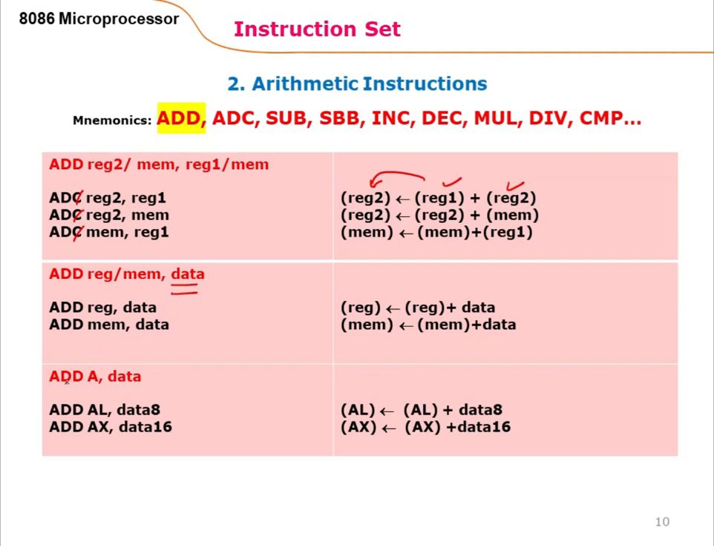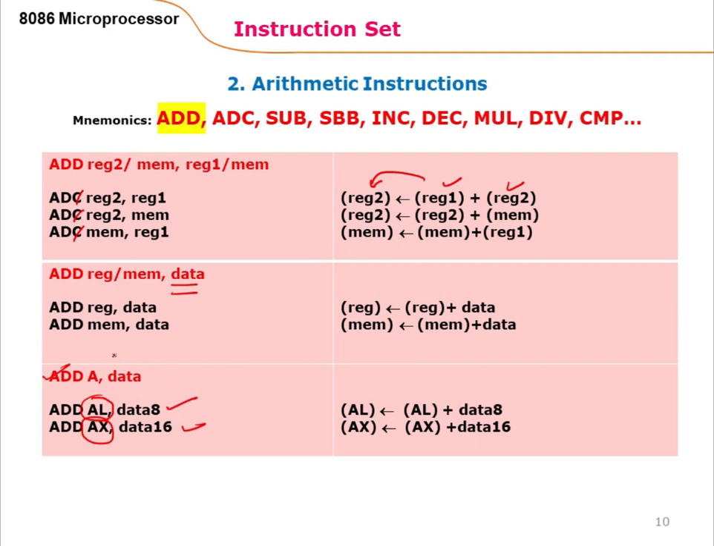The next is ADD A, data. We can operate on 8-bit data and 16-bit data. When we are using 8-bit data, we can use the AL register, and when we are operating on 16-bit data, we can use the AX register.